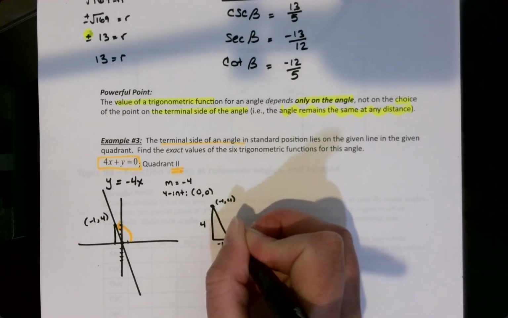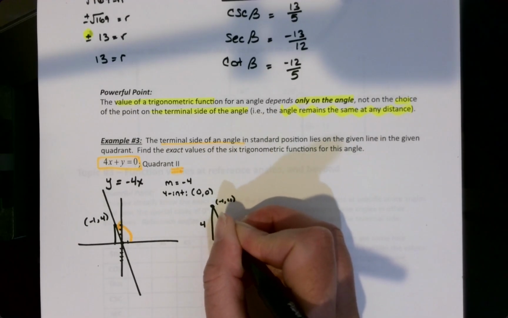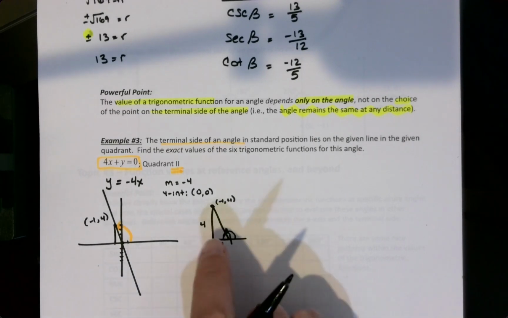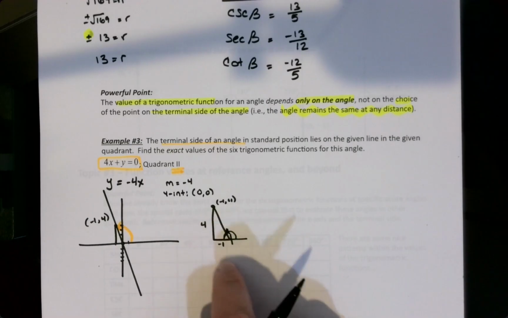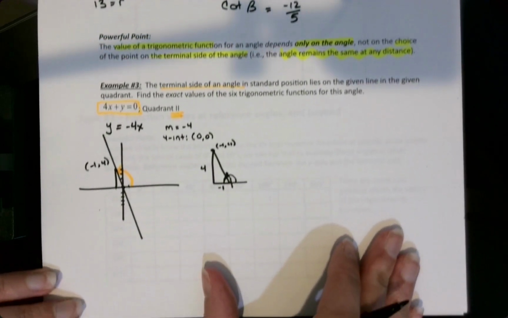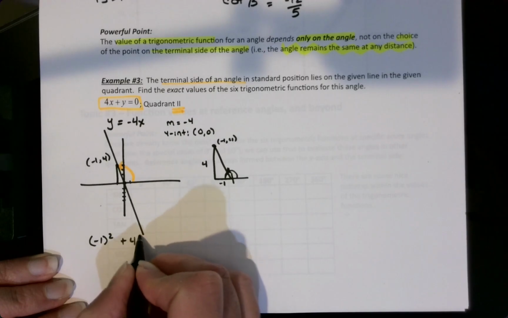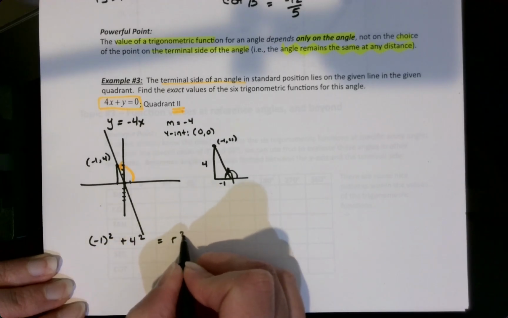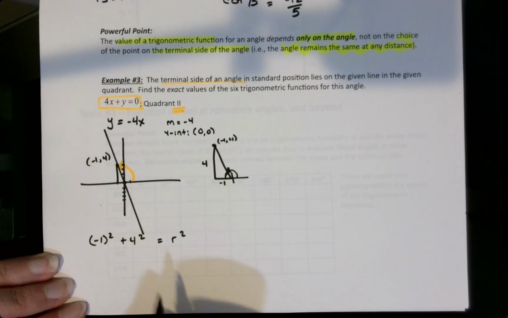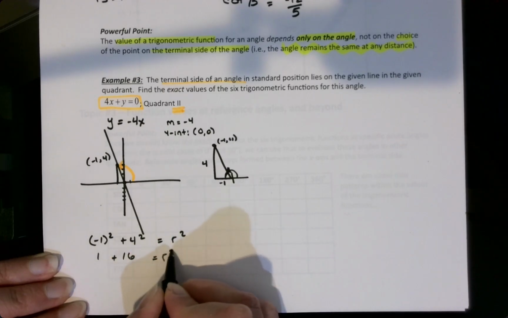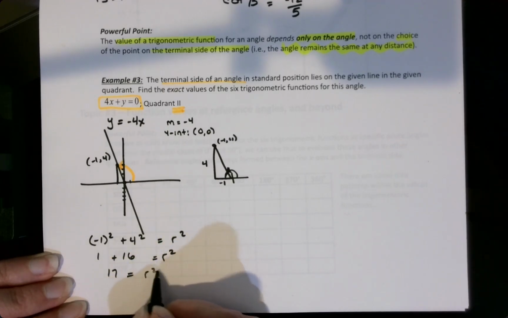Okay. So my angle, there we go, outside there, corresponds to the same thing as this reference angle on the inside. So when I find the 6 trigonometric function values, I'm going to be using these values here for opposite and adjacent. I still do need to find the hypotenuse, so we are going to use the Pythagorean theorem there. Negative 1 squared plus 4 squared equals r squared, or c, whatever you want to call it. So that's going to be 1 plus 16 equals r squared. So that's 17 for r squared.